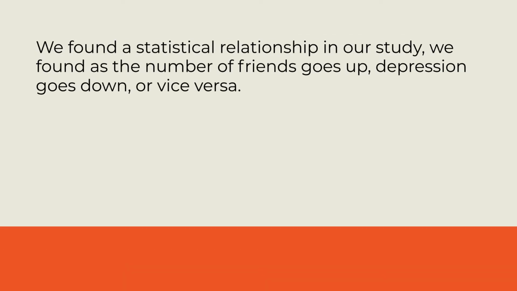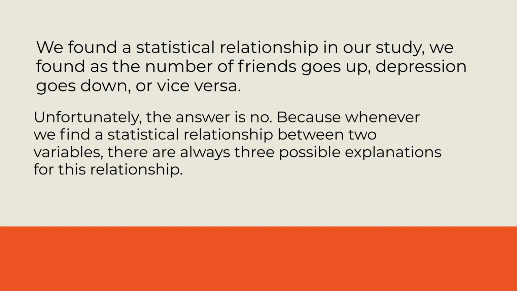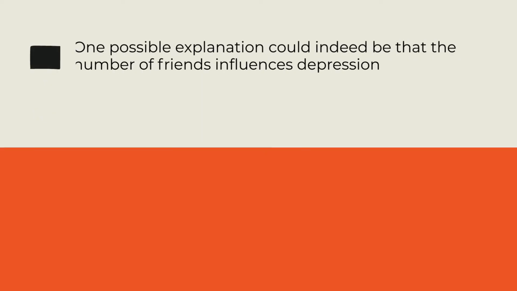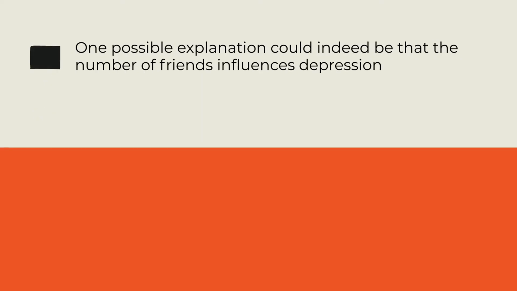Okay, so let's say that we found such a statistical relationship in our study. We found that as the number of friends goes up, depression goes down, or vice versa. As the number of friends goes down, depression goes up. Now, what does that mean? Can we just conclude that the number of friends influences depression? And unfortunately, the answer is no. Because whenever we find a statistical relationship between 2 variables, there are always 3 possible explanations for this relationship. So one possible explanation could indeed be that the number of friends influences depression. Specifically, the more friends you have, the less depressed you feel, or the fewer friends you have, the more depressed you feel.